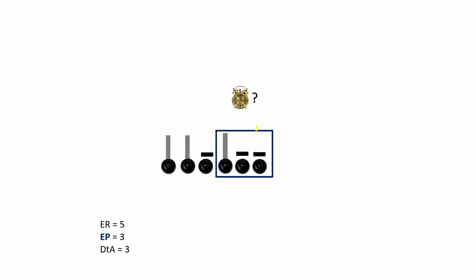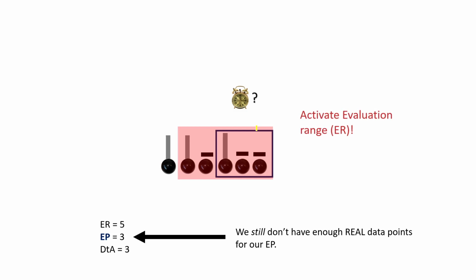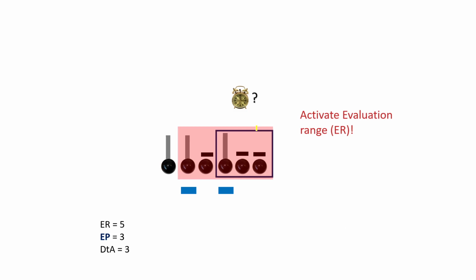We're going to look at these 3 data points. We've not got enough, so activate the evaluation range. We're going to look at now 5. Well, we still haven't got enough for our evaluation period because we need 3, and there's only 2 with data here. So you can see we've only got 2. So what do we do? We scramble, or so we're saying at the moment.